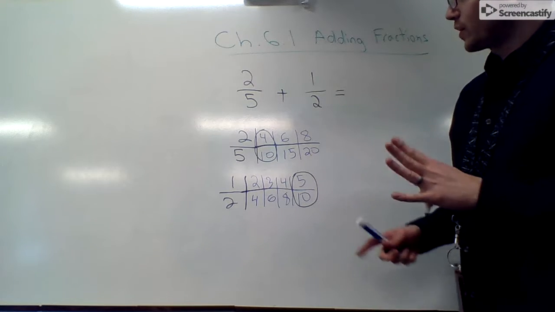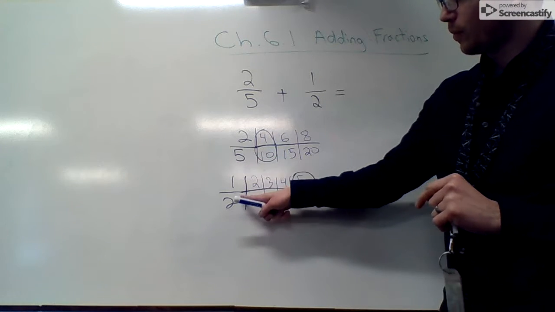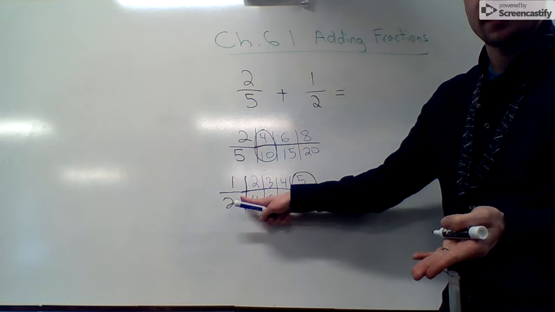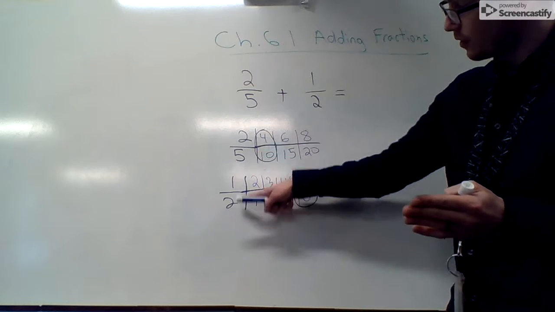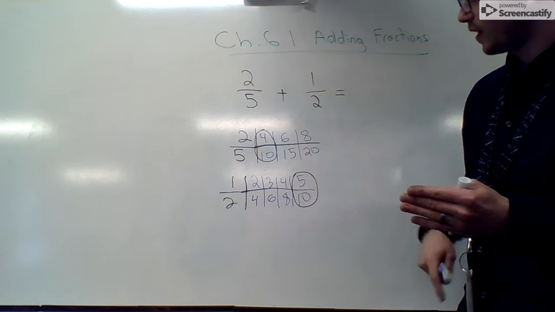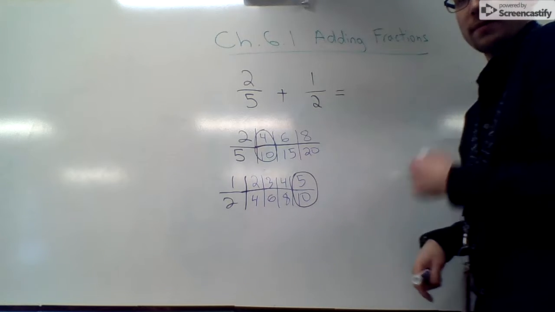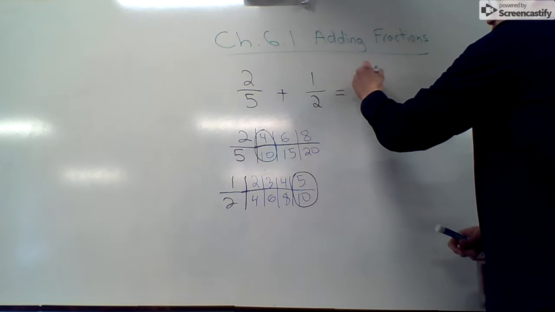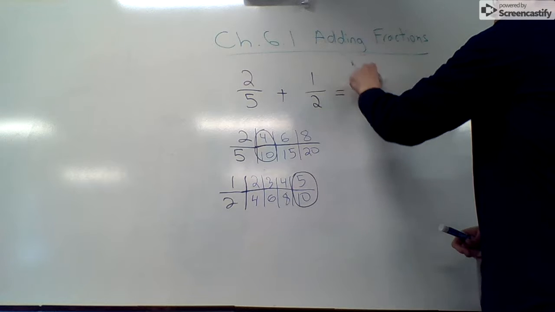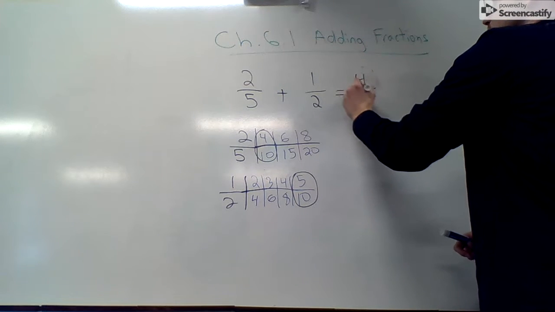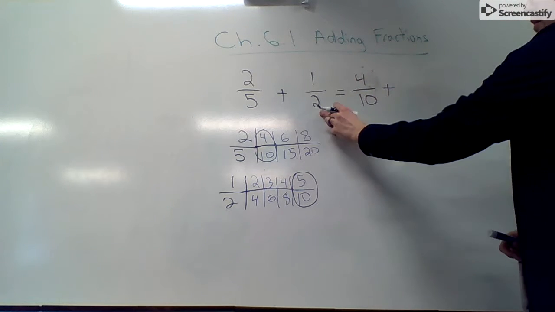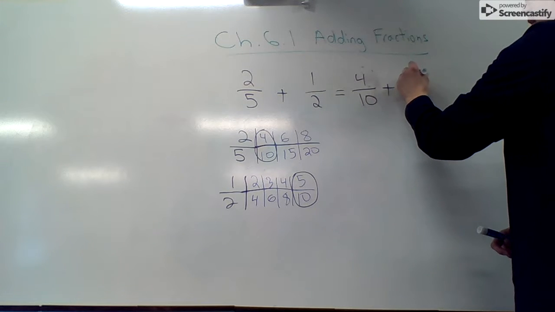So back to our original problem, I was trying to add 2/5 to 1/2. We couldn't because the denominators aren't the same. So instead of adding those two fractions, I'm going to add the 4/10 and the 5/10. So I'm going to come up to our original problem. I'm going to rewrite it as 4/10 plus the 1/2 is now 5/10.